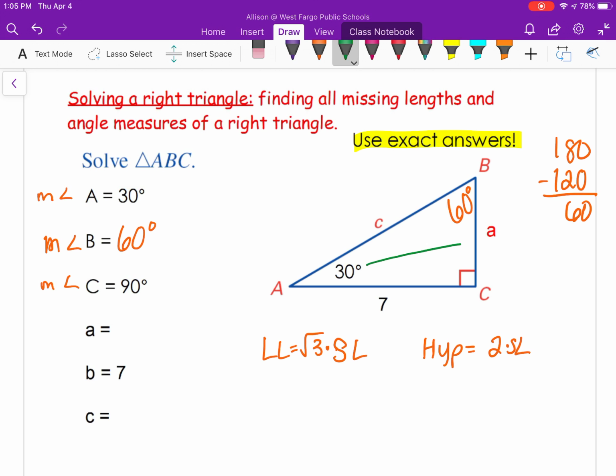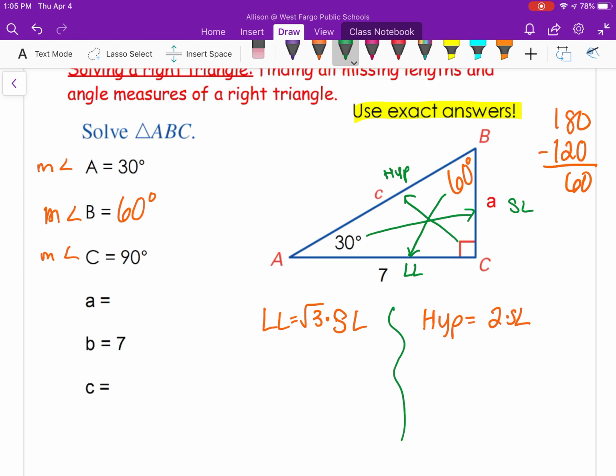So my short leg is going to be across from the 30 degrees, so this is going to be my short leg, A. Across from the 60 degrees is my long leg, and across from the 90 degrees is my hypotenuse. And that's always the case. So it looks like I'm given the long leg, so I'm going to start with the equation here on the left. I'm going to substitute 7 in for the long leg, and then that's going to be the square root of 3 times the short leg, A.